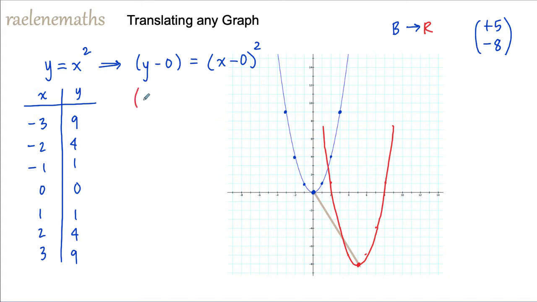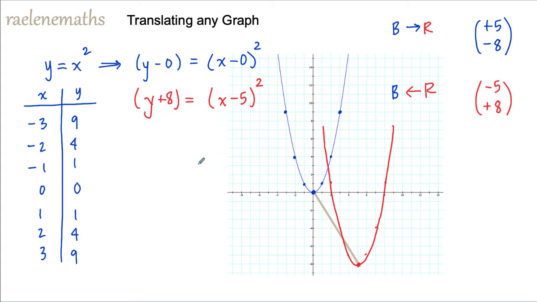But now if we want to translate to get a new red graph, we have to make use of these translation numbers. But because these are instructions to go from the blue to the red, they will go in as the opposite instructions to take from the red to the blue. The red to the blue instructions will be a -5 and then a +8. And so we put inside with the x a -5, and then inside with the y we put +8.